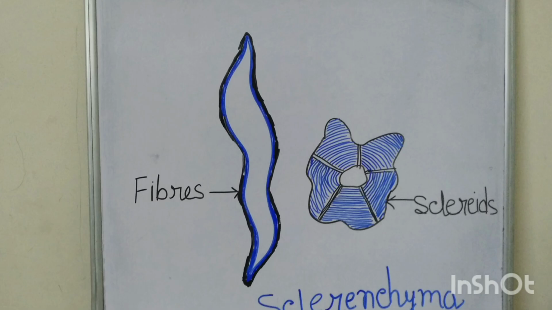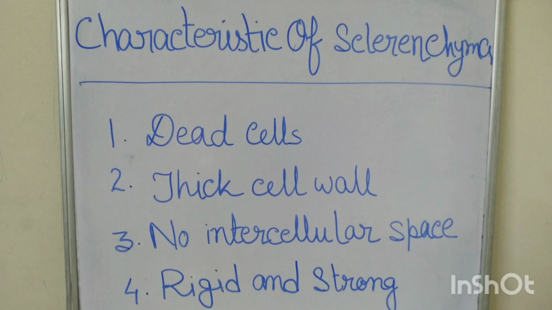Now I tell the third one, sclerenchyma. Sclerenchyma is of two types: the long, narrow ones are called fibers, and the short, irregularly shaped ones are called sclereids. Now I tell the characteristics of the sclerenchyma. Sclerenchyma is a dead cell, meaning it has no nucleus. And the cell wall is thick, very thick, not small. There are no intercellular spaces, because the thickness is so much, so there are no intercellular spaces.